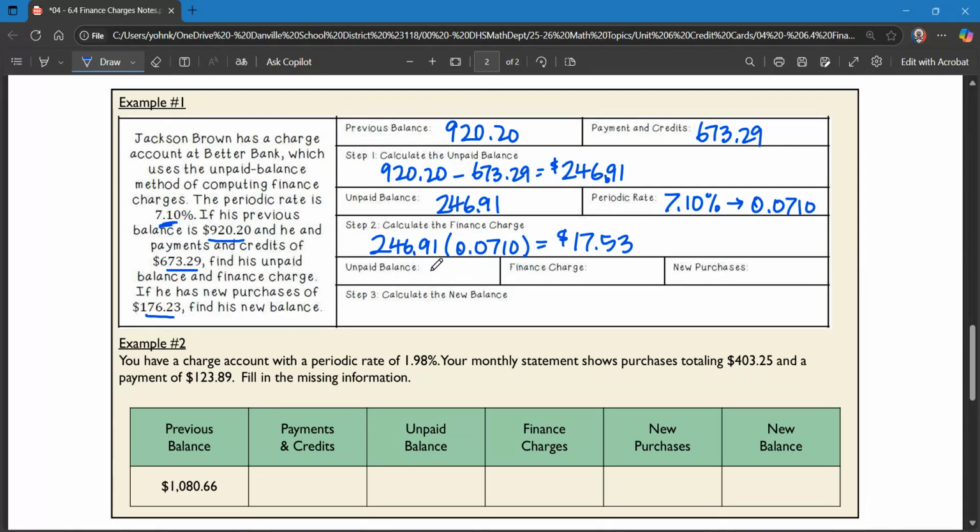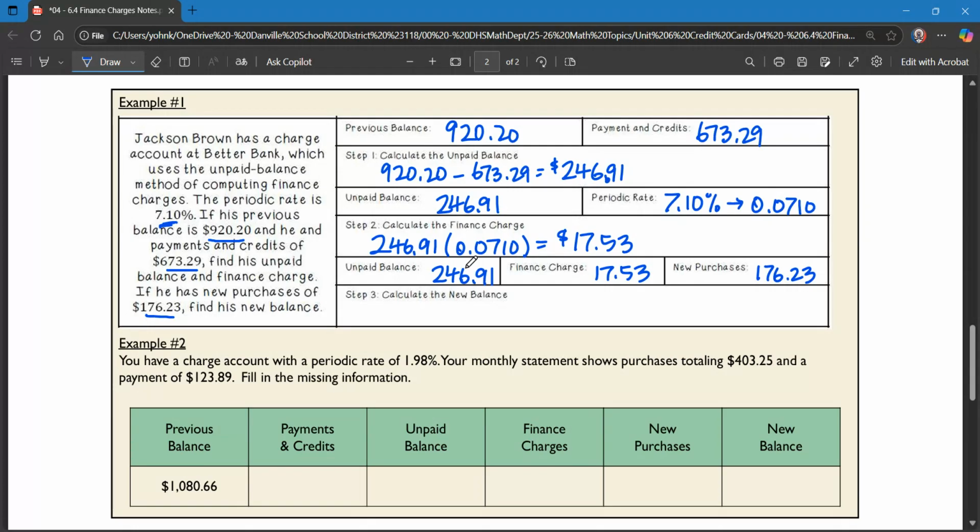So next line says, okay, what's your unpaid balance? $246.91. What's your finance charge? $17.53. New purchases. Well, we have new purchases of $176.23. Step 3 says to calculate your new balance.